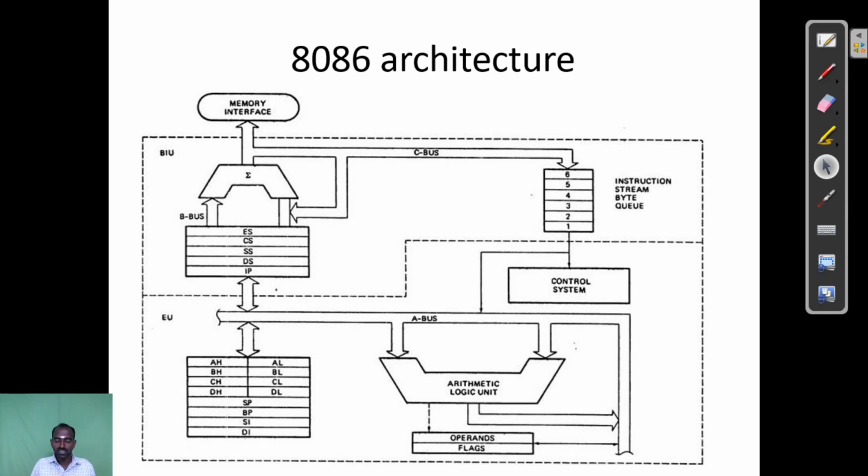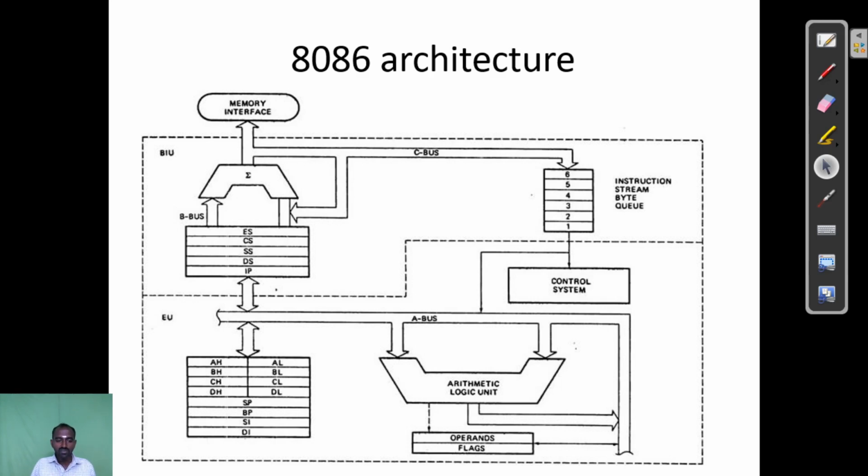Okay, so what is the function of the source index register? It is a 16-bit register used to hold the index value of the source operand for string instructions. Next, the destination index. The next register is the destination index. It is also a 16-bit register, used to hold the index value of the destination operand for string instructions.